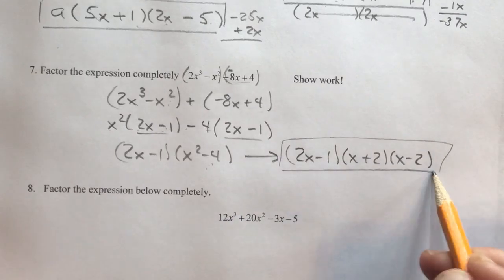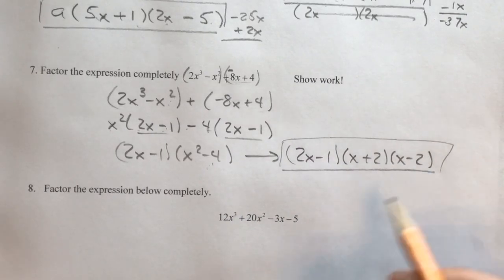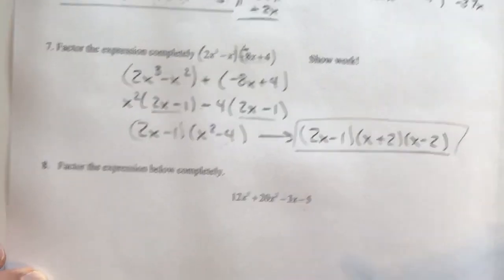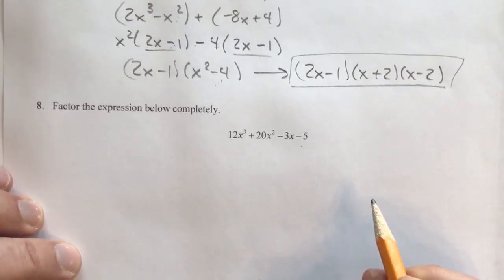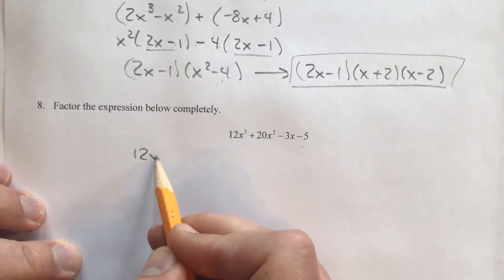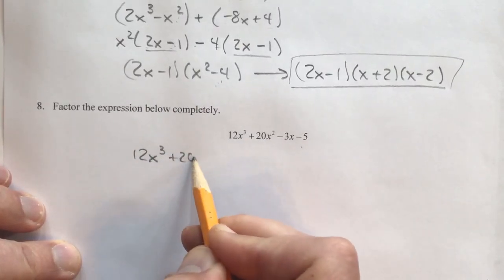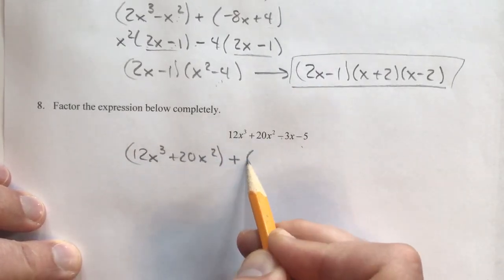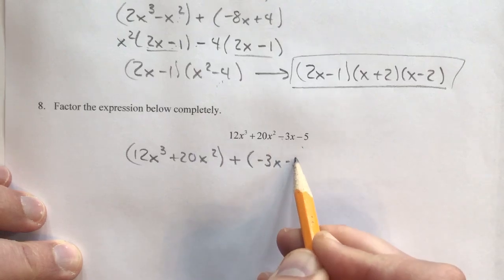Completely factored now. Okay. This is basically the same question. So I mean, pause the video, you try it on your own, and then kind of watch me go ahead and do it afterwards, but same thing. So group the first two. I don't like the negative sign. I'm going to make that plus negative 3x minus 5.